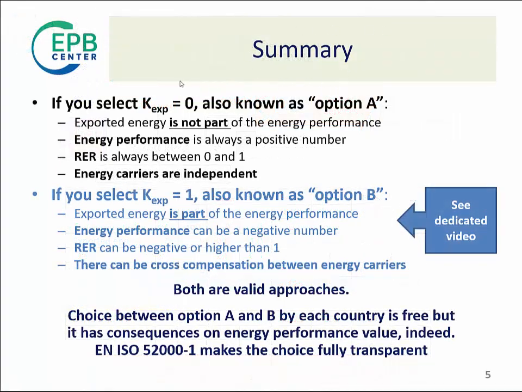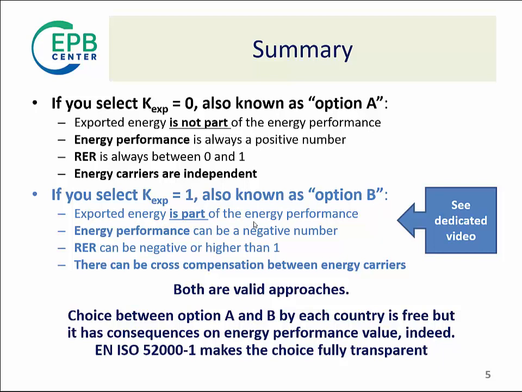There are two ways of accounting exported energy. If you select K exported equals 0, also known as option A, then the exported energy is not part of the energy performance of your building. The energy performance is always a positive number, so the renewable energy ratio is always between 0 and 1, and energy carriers are independent.